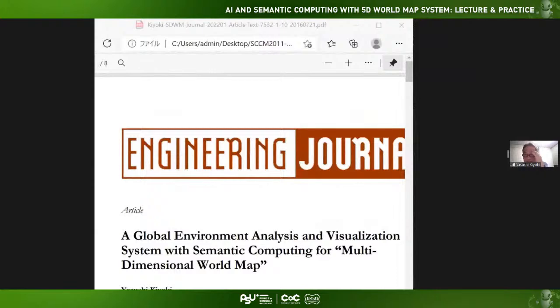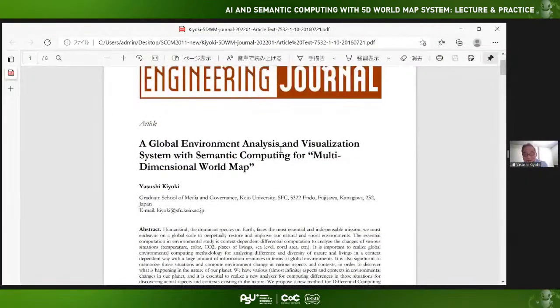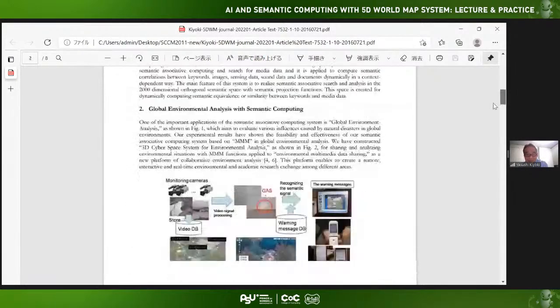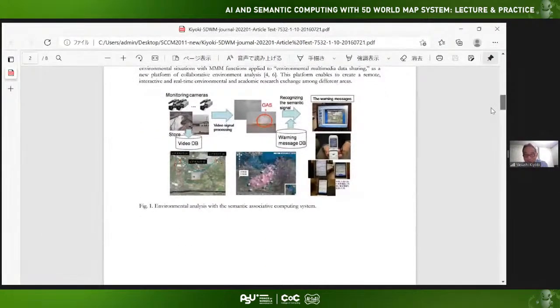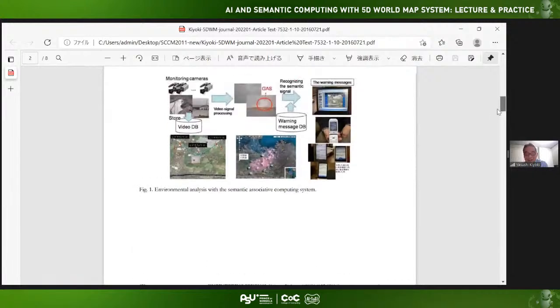And another paper is related to the 5D World Map. This is a paper related to 5D: global environmental analysis and visualization for a multi-dimensional world map. And this is the SPA architecture. 5D essentially includes many dimensions, but dimensional control is important to realize SPA.